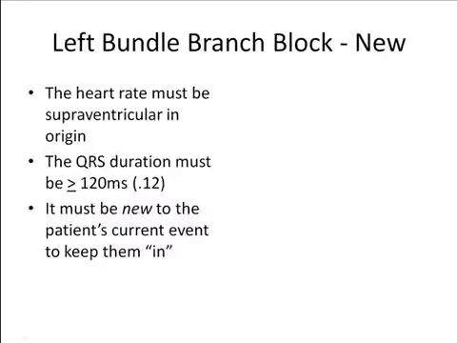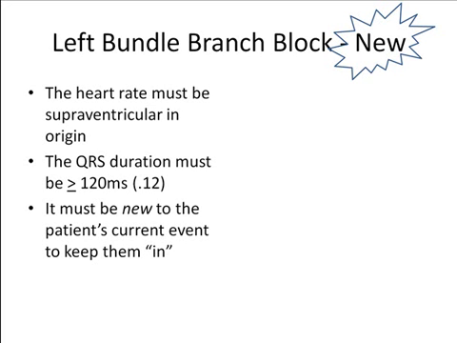A common mimicker is a left bundle branch block. However, to keep the patient as a STEMI activation, the left bundle branch block must be a new event, not one that has been associated with this patient's condition before. How do we know? Well, we can ask the patient, or we can use the Sgarbossa criteria, but we'll talk more about that later. What criteria must be met to be a left bundle branch block?